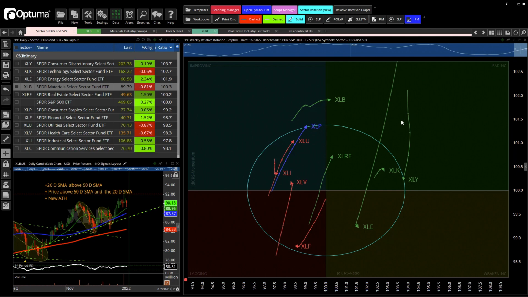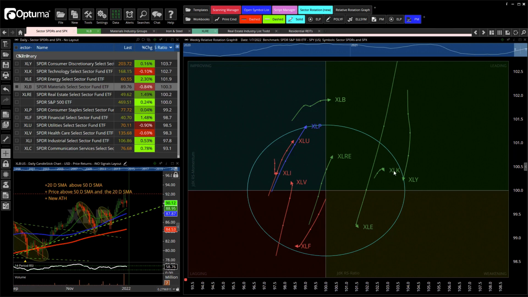Now, if you've been following me for a while, you should know that this graph plots the relative strength ratio of each sector versus the benchmark S&P here on the x-axis, and the relative momentum ratio of each sector versus the benchmark SPX on the y-axis. This analysis gives us a visual depiction of the sectors outperforming or underperforming the S&P, and gives us clues to where the trend is heading in the next several weeks and months ahead.